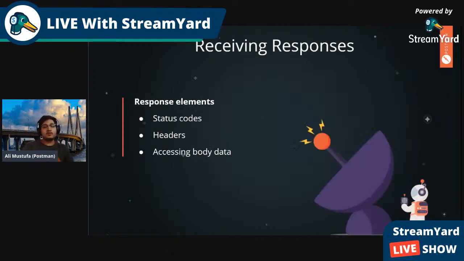Now comes part 2, which is receiving the response. Okay, now when you send a request, obviously you will get a response, and this is where it is divided into 3 different parts: status code, headers, and then body data. Okay, what is a status code? Can someone tell me what 404 means?